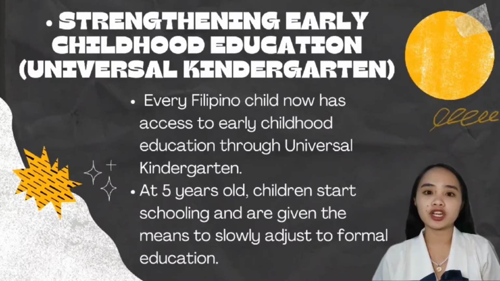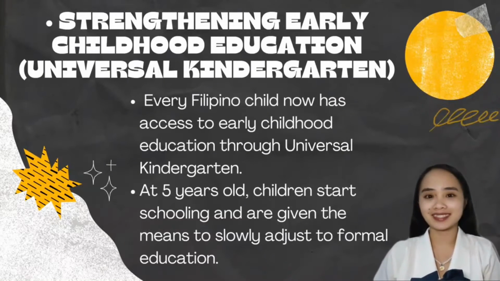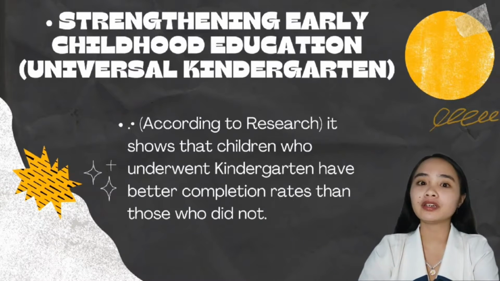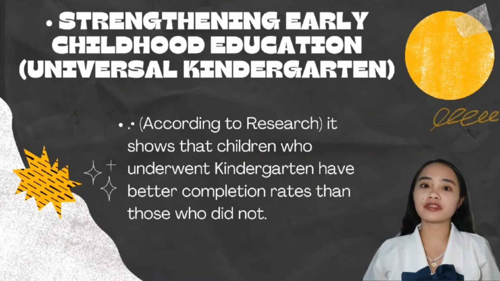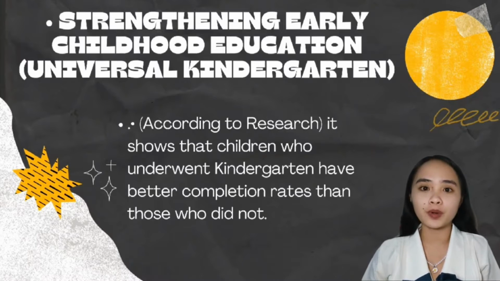So the universal kindergarten education has the main goal to prepare all the 5-year-old children physically, socially, emotionally, and mentally, hence increasing the children's chance of surviving and completing formal education, reducing dropout incidents, and ensuring better school performance. According to research, children who underwent kindergarten have better completion rates than those who did not, because children who complete a standards-based kindergarten program are better prepared for primary education.